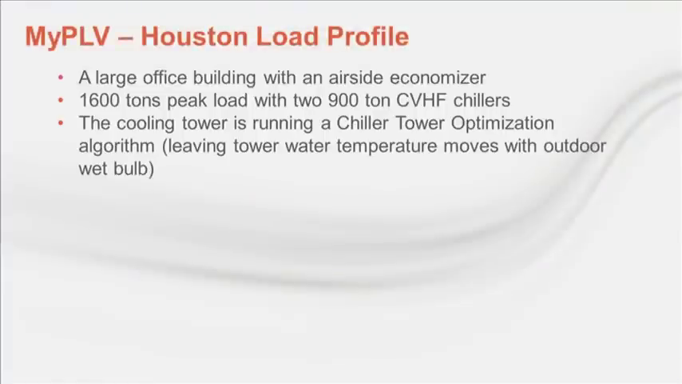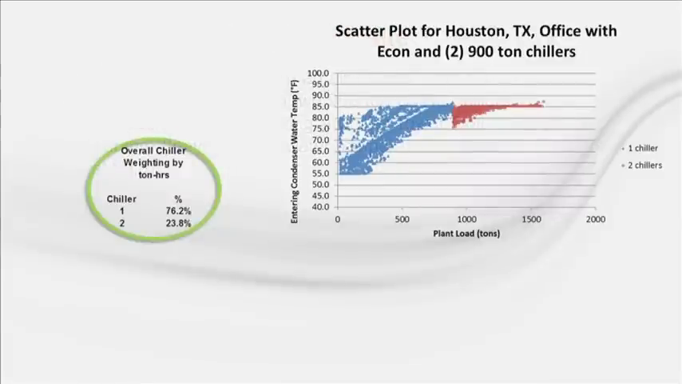Let's consider this first application, a large office building located in Houston, Texas with an economizer, a peak load of 1,600 tons with 2 centrifugal chillers. The cooling tower runs an optimization algorithm with the result being a leaving tower water temperature that varies with outdoor wet bulb. This standard chart from MyPLV details the hourly operating points for the chilled water plant.